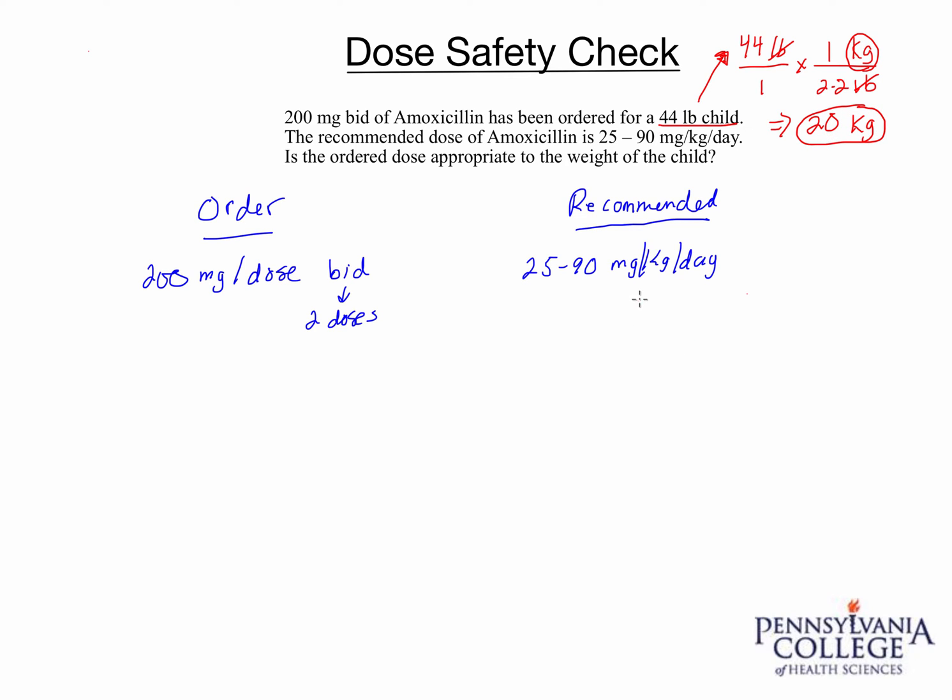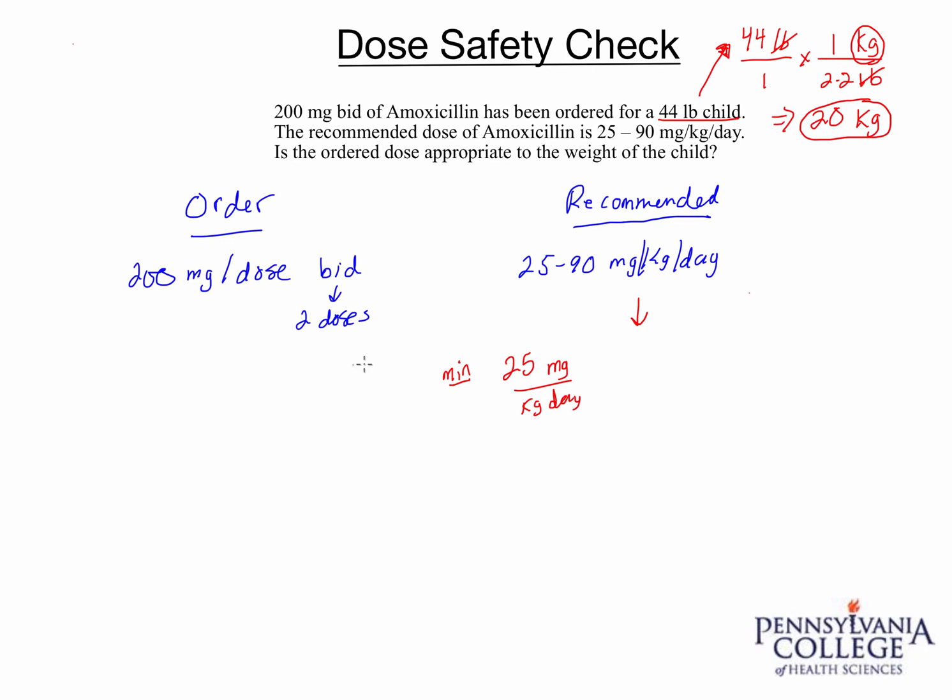I can now use that information to customize this recommended amount. I know the minimum recommended amount is 25 milligrams, and that's per kilogram per day. I need to eliminate kilograms by multiplying by the child's weight. So I'm going to multiply by 20 kilograms over 1, and when I multiply by the child's weight, kilograms will cancel, and I'll be left with 500 milligrams per day. Again, kilograms would cancel. 25 times 20 results in 500 milligrams per day. That would be the minimum.